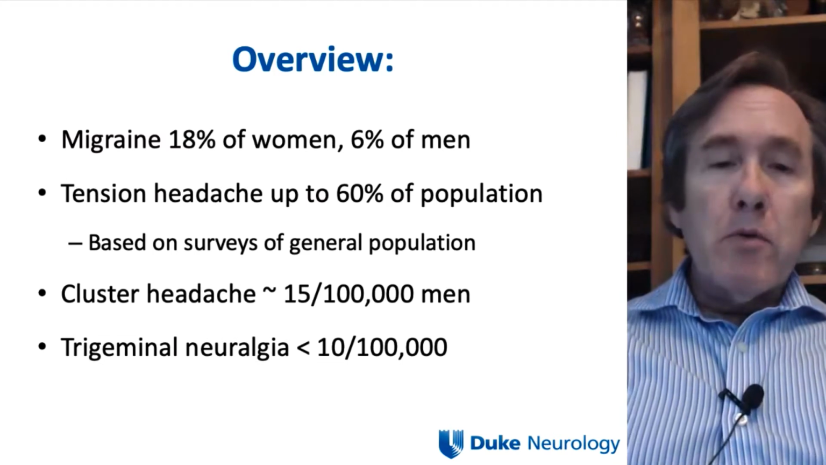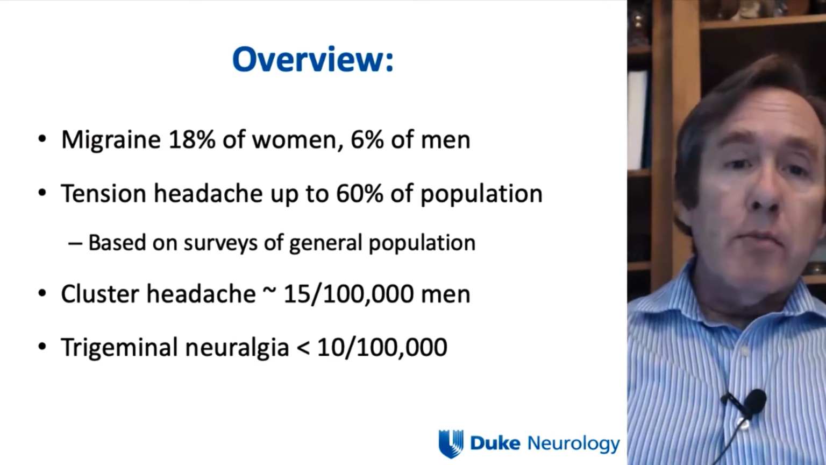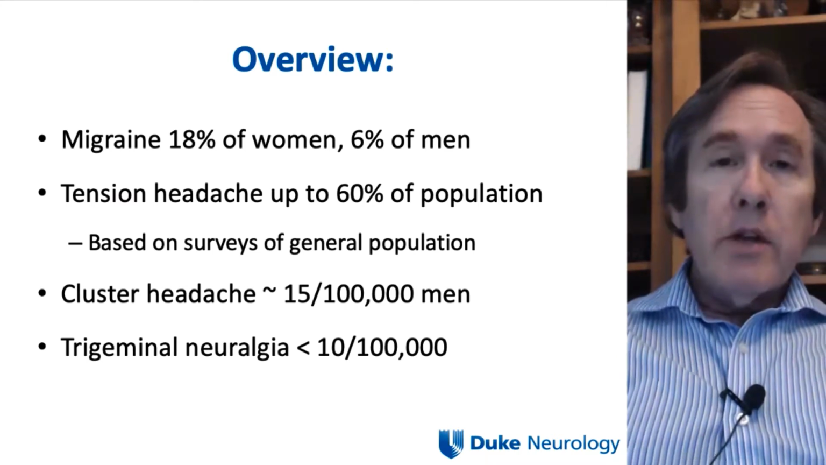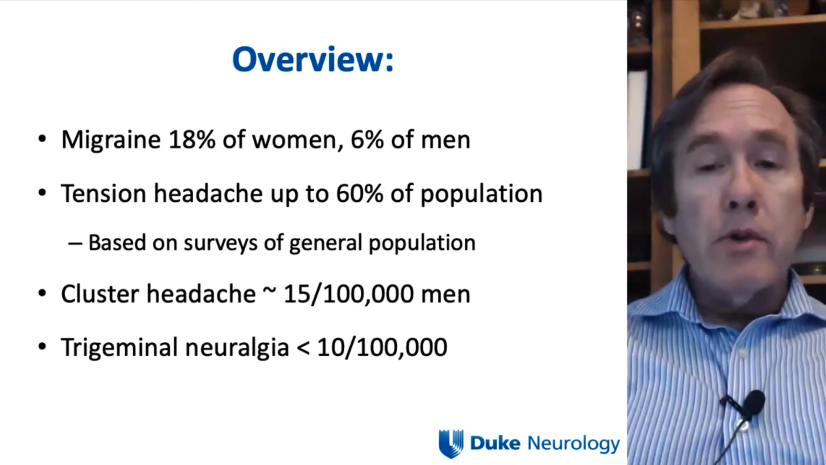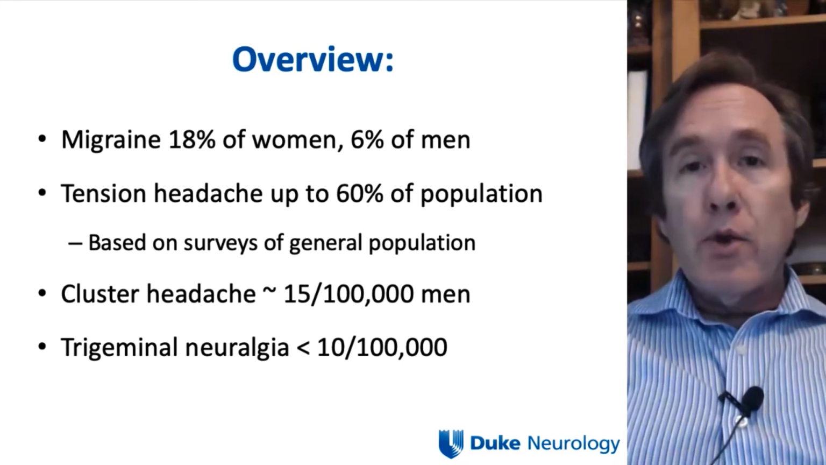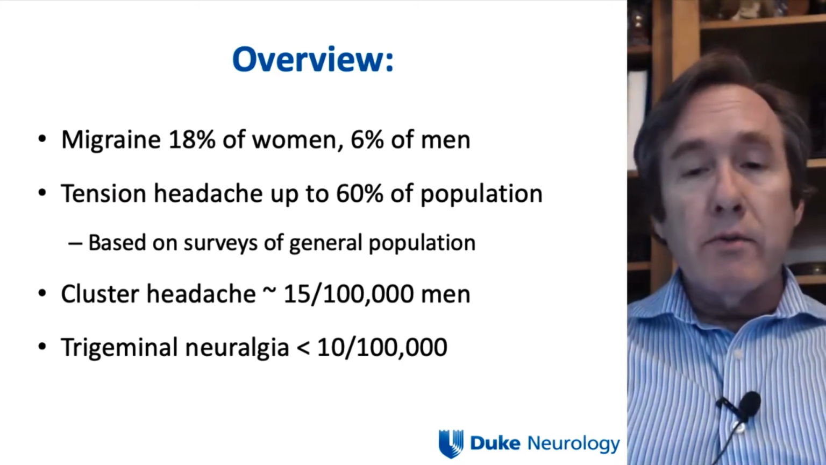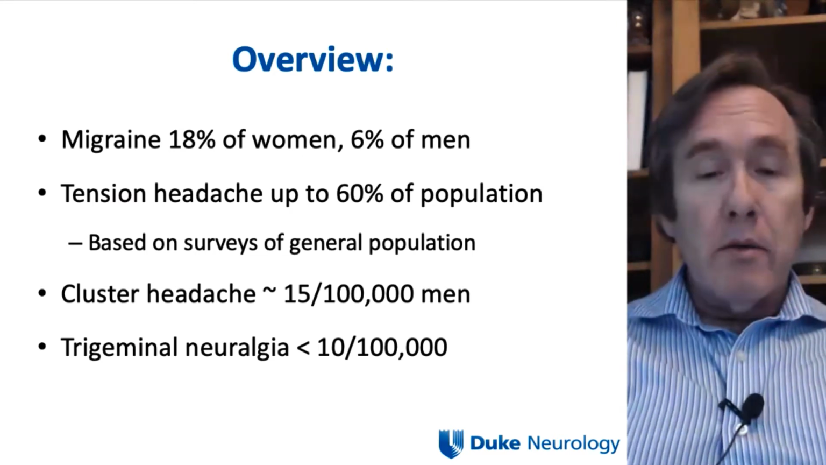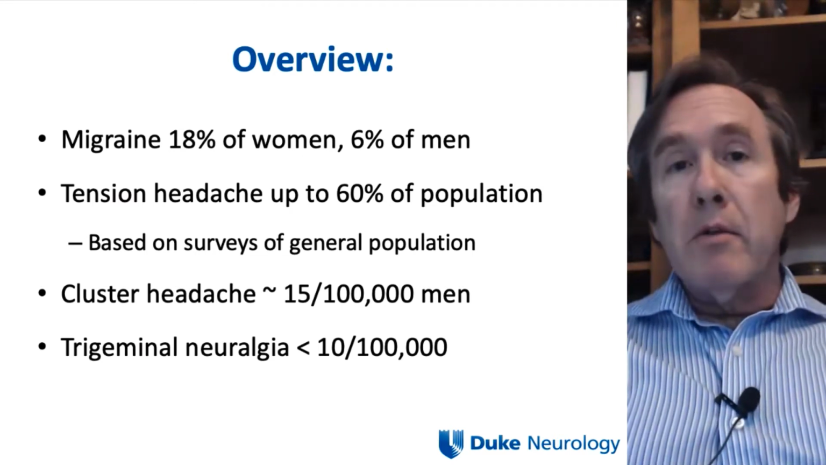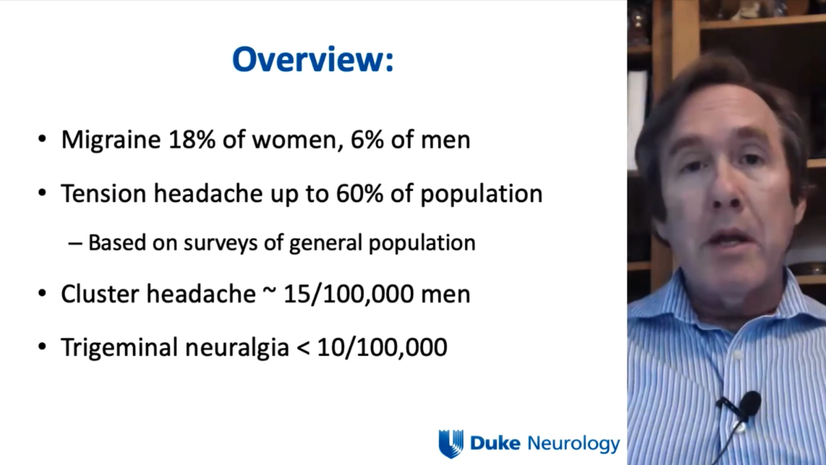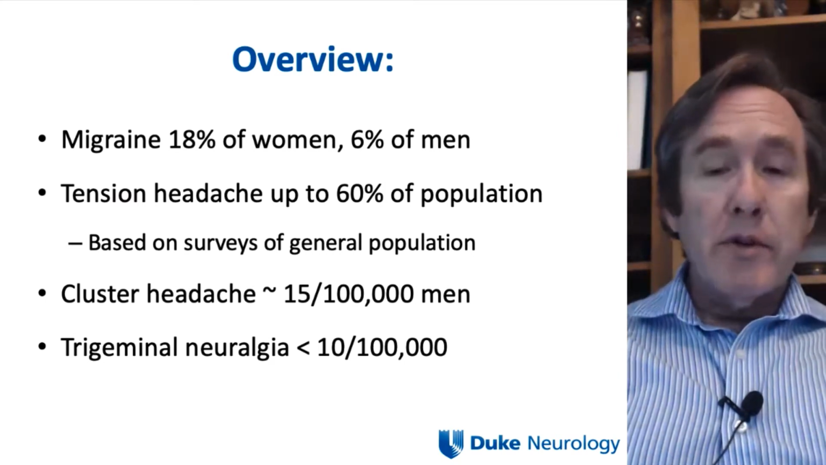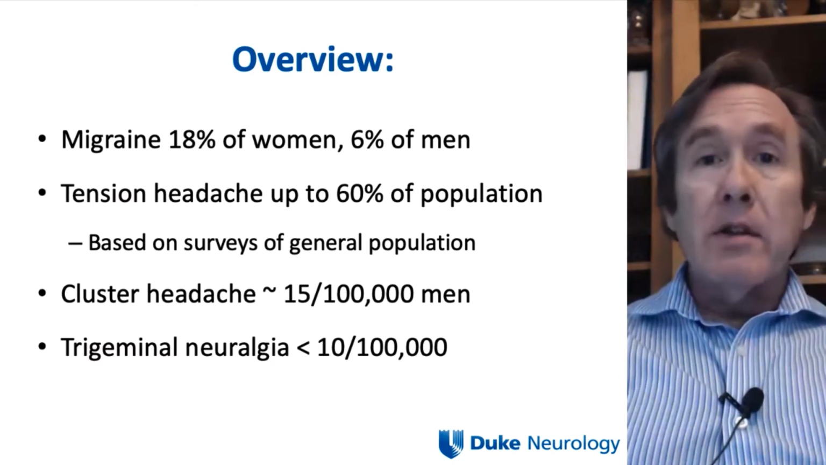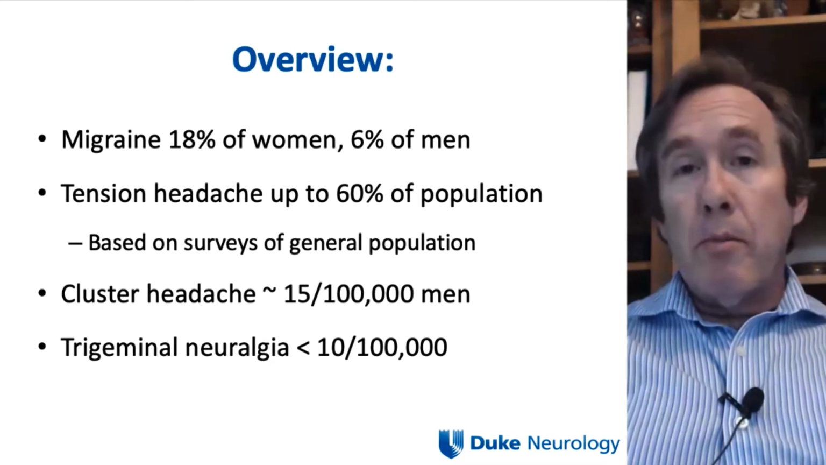As an overview, migraine is very common. It's present in approximately 18% of women and 6% of men. Tension headache is actually much more common in the general population based on survey data, but because of a variety of reasons we'll discuss later, patients rarely present for care with tension headache. Cluster headache is estimated to be about 15 per 100,000 men and about 5 per 100,000 women. Trigeminal neuralgia is generally less than 10 per 100,000 in the general population.